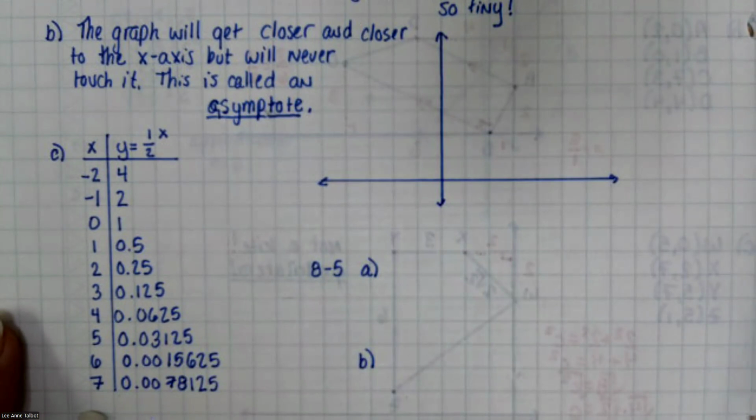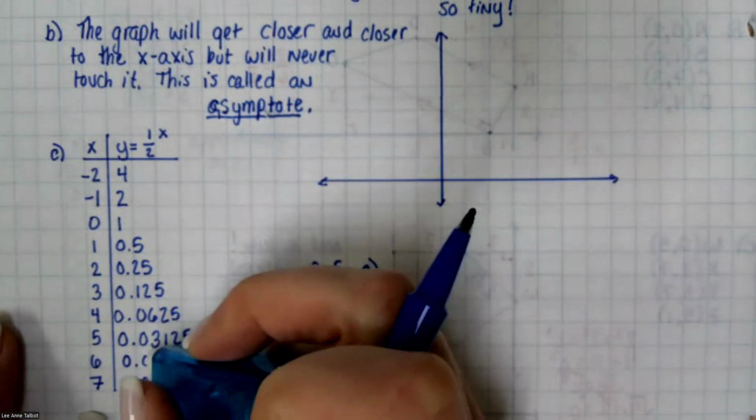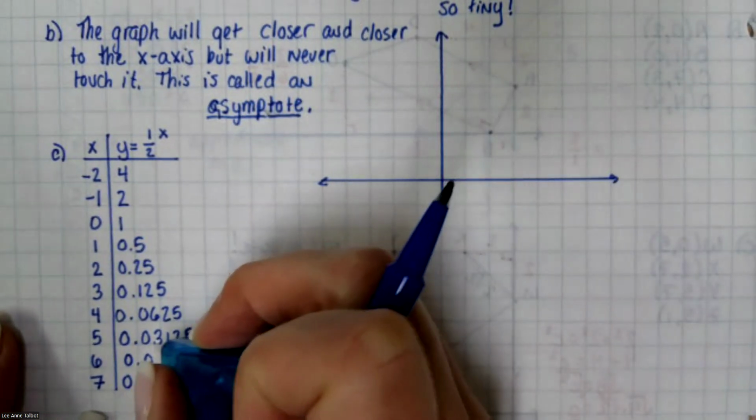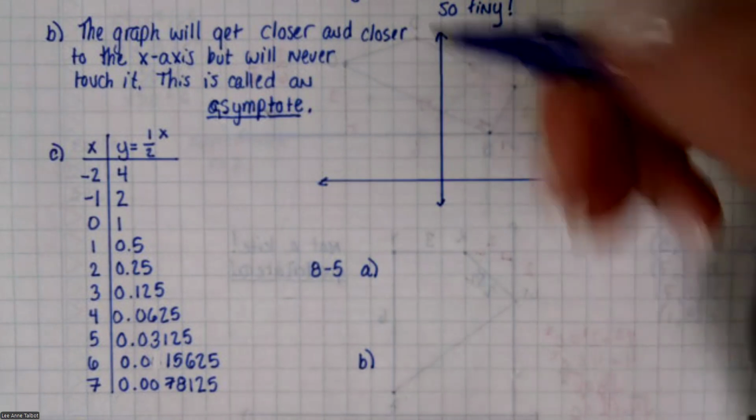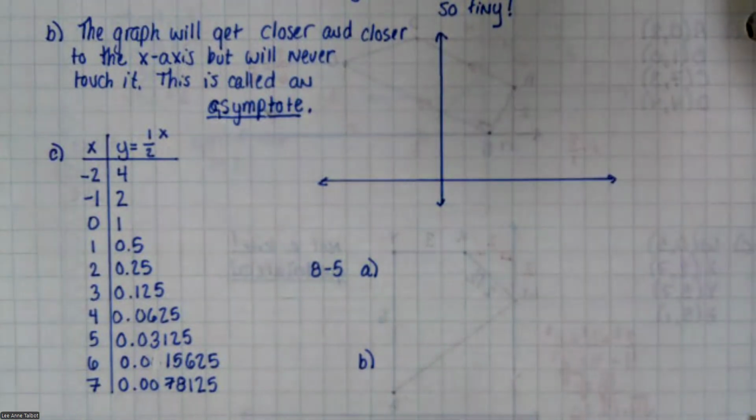That's wrong. This is wrong. That's correct. I had too many zeros in there. But anyway, let's see what of this we can graph. It's going to be great.